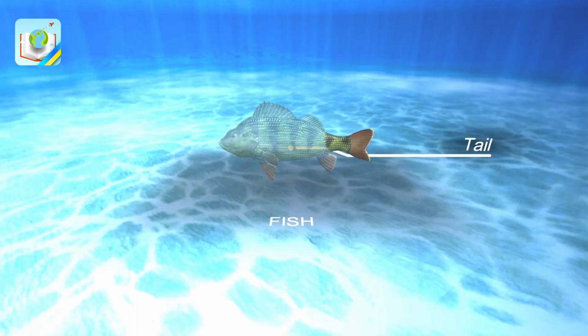The main organ of movement is the tail, which ends in a tail fin. Pectoral fins serve for slow forward or backward movement. Paired pectoral and ventral fins serve as a kind of depth rudder. They make it possible to change the direction of movement. Odd fins ensure a stable position of the fish's trunk in the water.